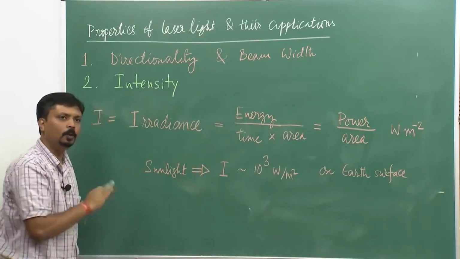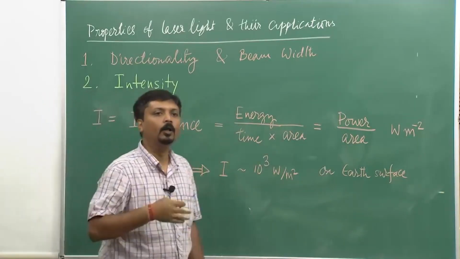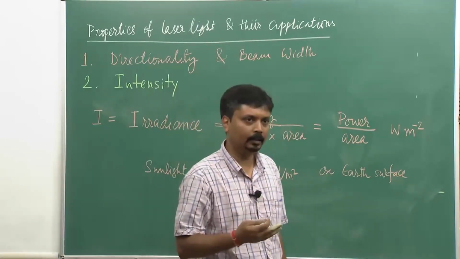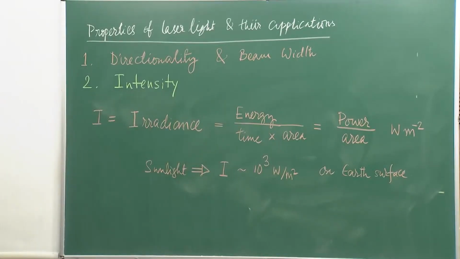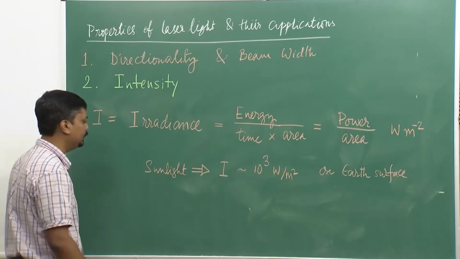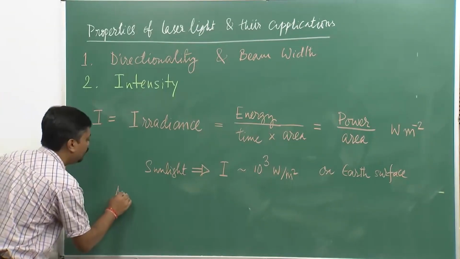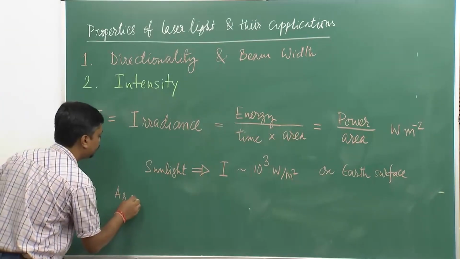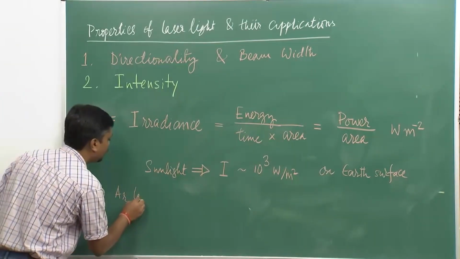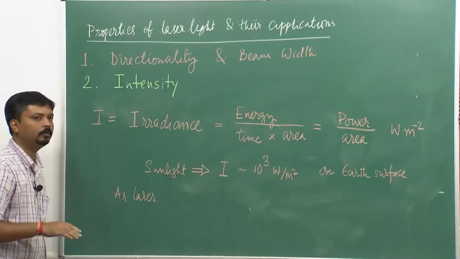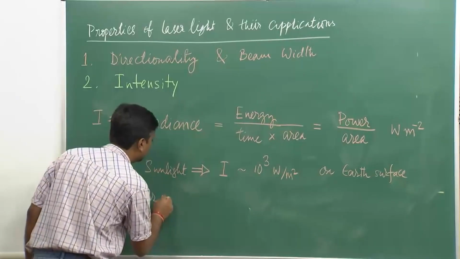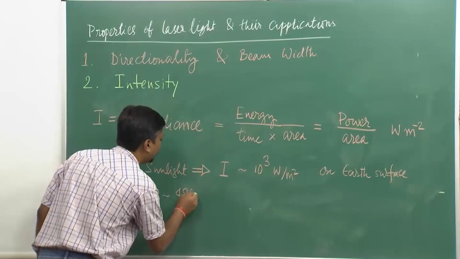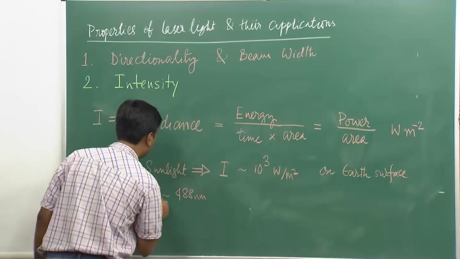So this we should know so that we can compare how low or high the laser intensity is in terms of irradiance. Okay. So we will talk about a couple of different cases. Let's take an argon ion laser, which can give various different frequencies. Say let's take 488 nanometer output.